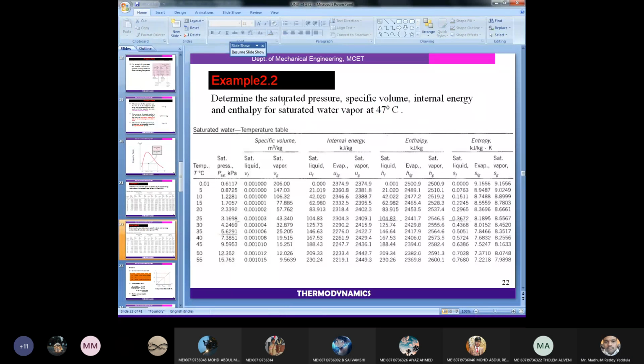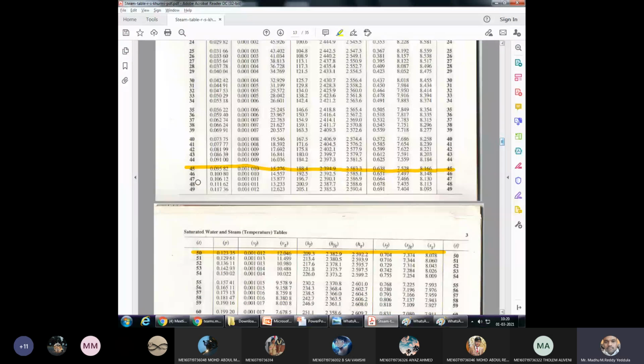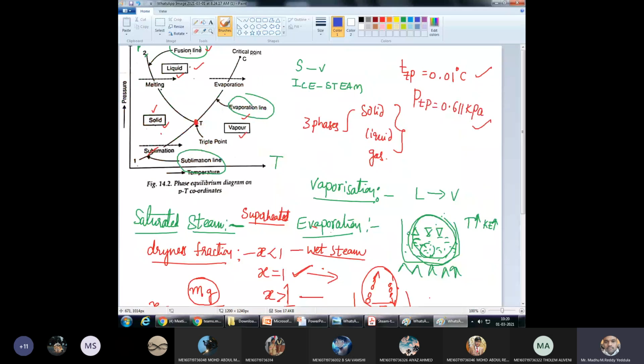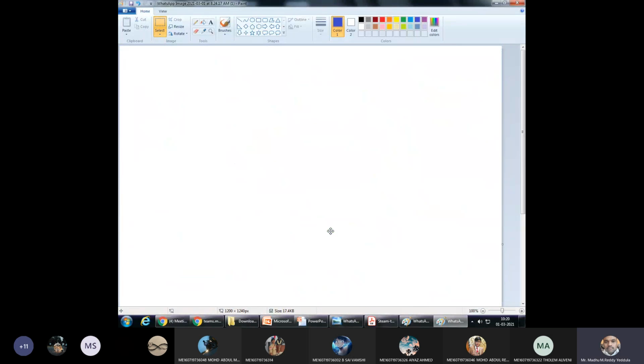Now second one, determine the pressure, volume, internal energy and enthalpy for saturated vapor at 47 degrees centigrade. Right. Now if you see in this table, 47 is available, right? Sometimes we should go for interpolation also. Okay, so I'll tell you when it is required to go for interpolation. Right. So interpolation, maybe you have come across it in computers.